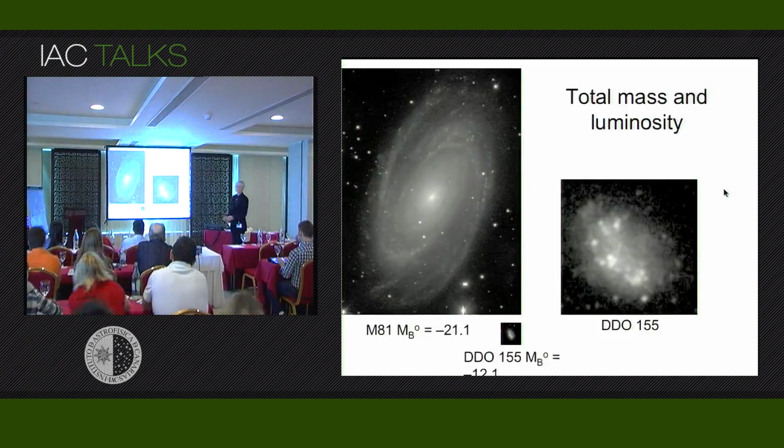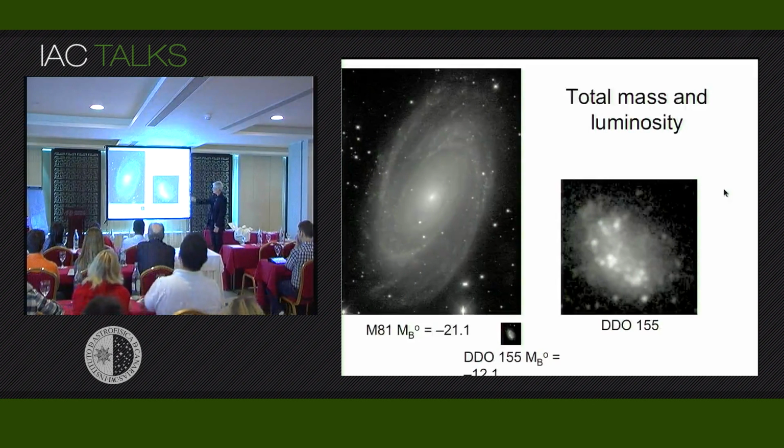The total mass and the luminosity of a galaxy has some impact on morphology. You can have a wonderful spiral like M81, absolute blue magnitude minus 21. Fabulous spiral, wonderful thing to look at. And then you have DDO 155 at absolute magnitude minus 12, this little thing with an irregular structure. You're not going to find a galaxy like DDO 155 looking like M81. Spirals of that absolute magnitude maybe don't exist. So morphology is sensitive to the total mass and luminosity.